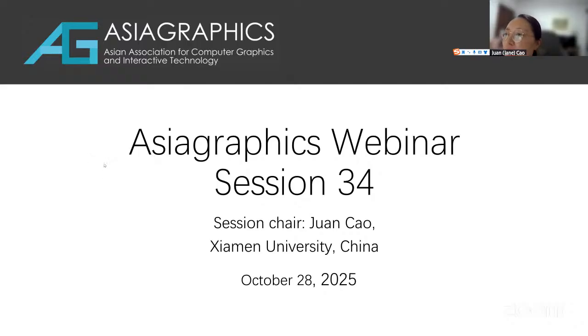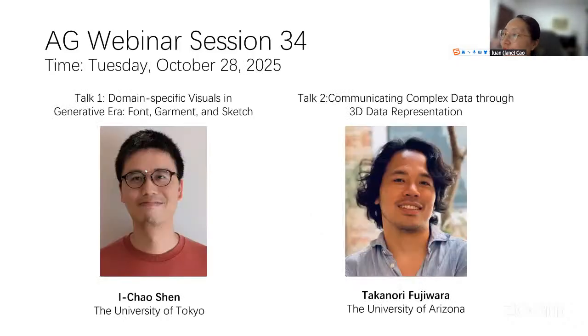The AsiaGraphics webinar series provides a platform for researchers across Asia and beyond to share their latest work in computer graphics, visualization, and related fields. Each webinar features two distinguished speakers, and today we are honored to have Dr. Ai Chao Shen from the University of Tokyo and Dr. Takanori Fujiwara from the University of Arizona.